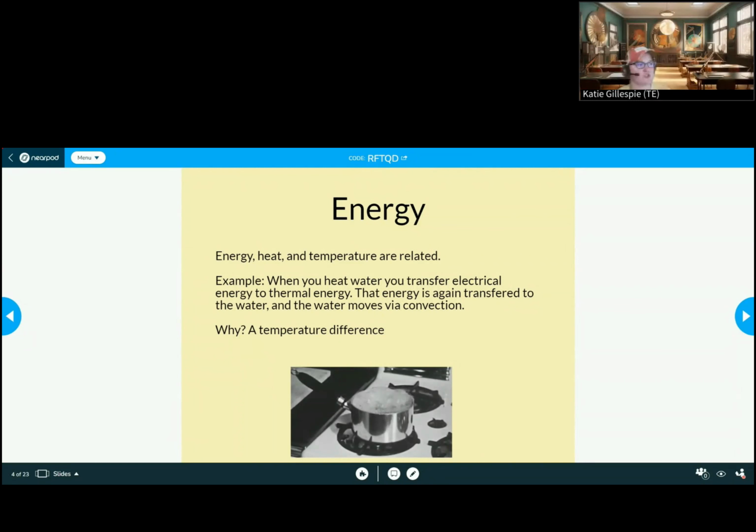Energy, heat, and temperature are related. We're talking about weather, we're talking about oceans. Those are the driving concepts. Energy, heat, and temperature are related. Okay, so here's an example.